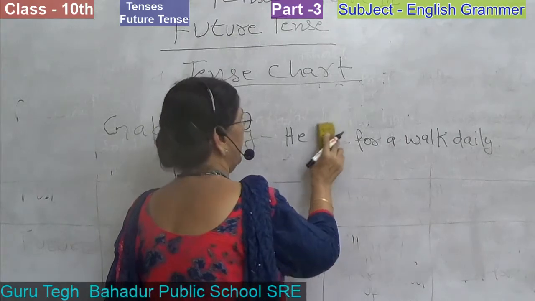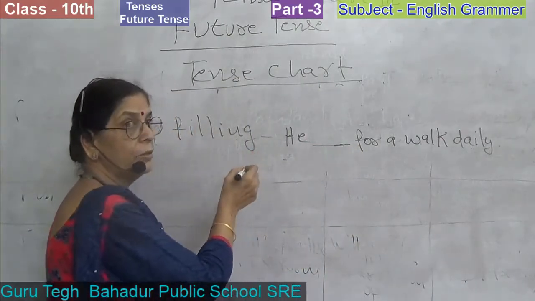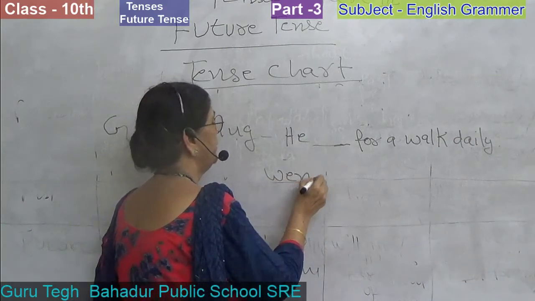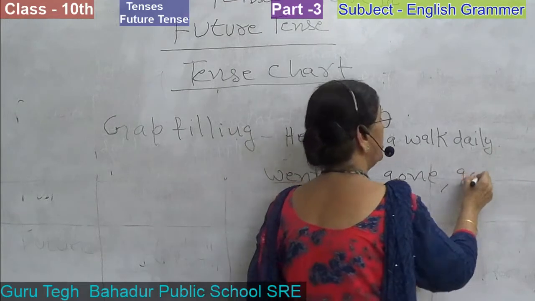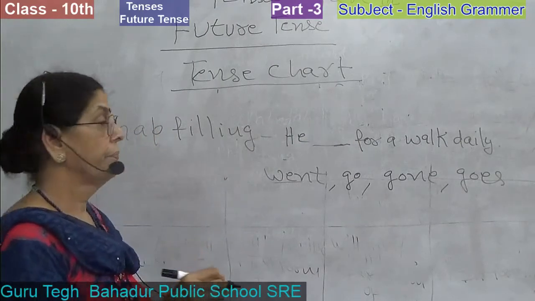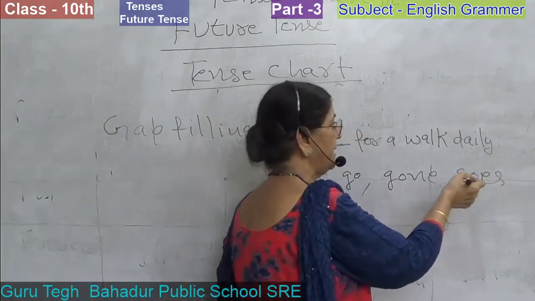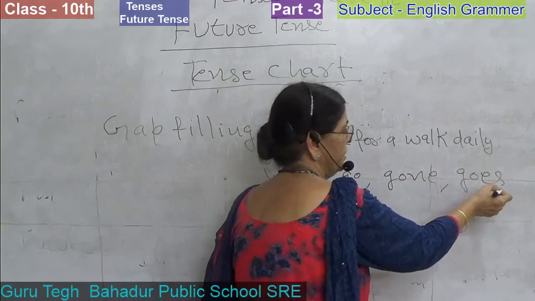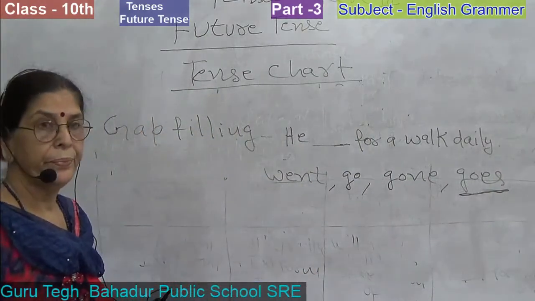Suppose the blank is given with options. Gap filling can be without options or with options. Here the options are given: went, go, gone, goes. Again, revise the tense chart and recall that third person singular number takes s/es as it is the present indefinite tense. It is the daily habit, so we have to use the present tense and the word will be goes. Goes will be accurate.